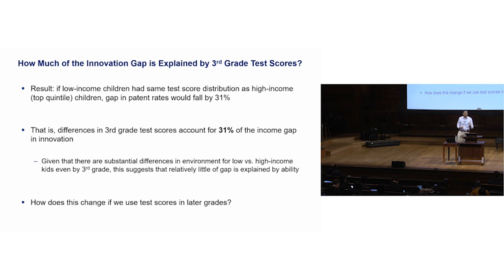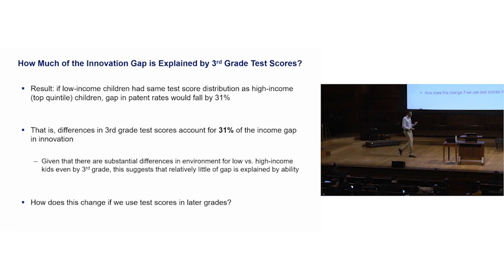Now, the way I look at that is, coming down here to this middle bullet, there are of course substantial differences in environment for low versus high income kids, even by the time they get to third grade, right? By the time you're 8 years old, you've experienced different neighborhoods, different schools, different preschools, lots of different things. So I don't think anybody would think of test scores at third grade as a pure measure of ability. It's probably ability plus environment to a significant extent. But even despite that, the 31% number is not all that large. And so I think what this suggests is that relatively little of the gap in innovation is explained by differences in ability, insofar as ability is captured by these early test score data, okay?